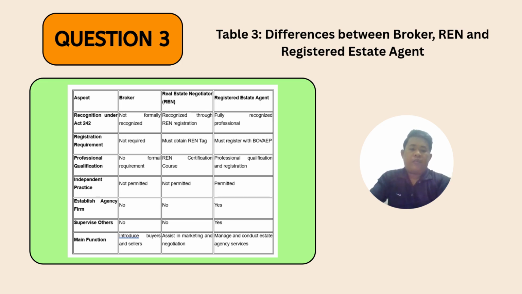And then for recognition under Act 242, the broker is not formally recognized, the REN is recognized through REN registration, and the registered estate agent is a fully recognized professional.